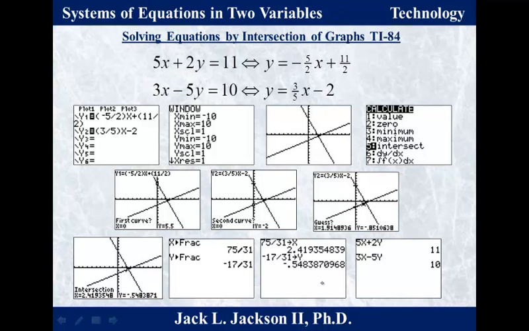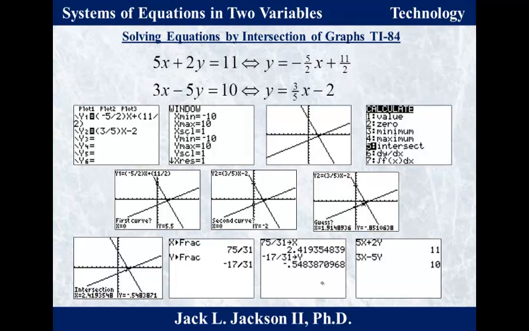Well, the first thing is to solve for y. So the first one, we add negative 5x and divide by 2 to get y is negative 5 halves x plus 11 halves. And the second one we solve for y is 3/5 x minus 2. So you do have to do some algebraic manipulation just to get it in your calculator.